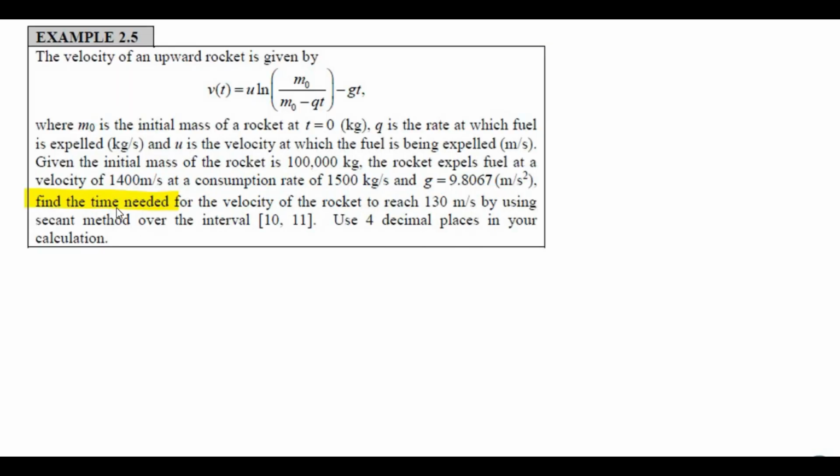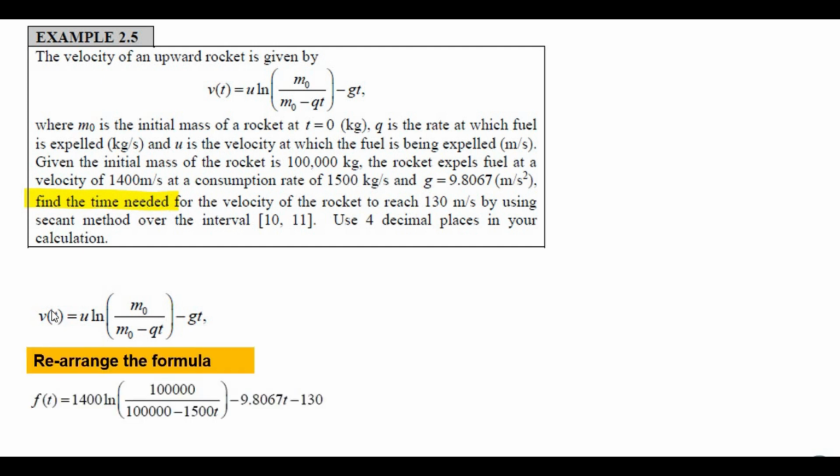So the question asks you to find the time needed for the velocity of rocket to reach 130. So meaning that our velocity here is actually 130. And in order for us to answer this question, we need to rearrange this equation. The first thing you need to do is rearrange first, because we need to find the time at which Vt is 130. So rearrange the formula. Just make sure that you rearrange it back.